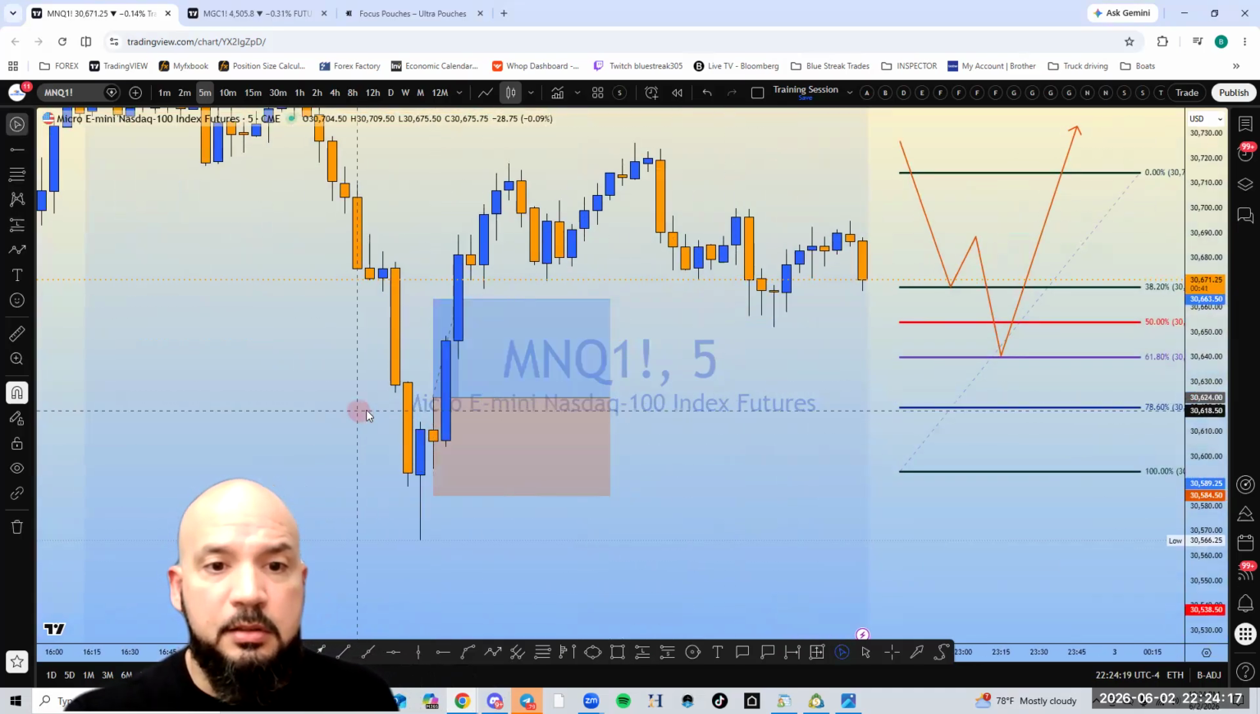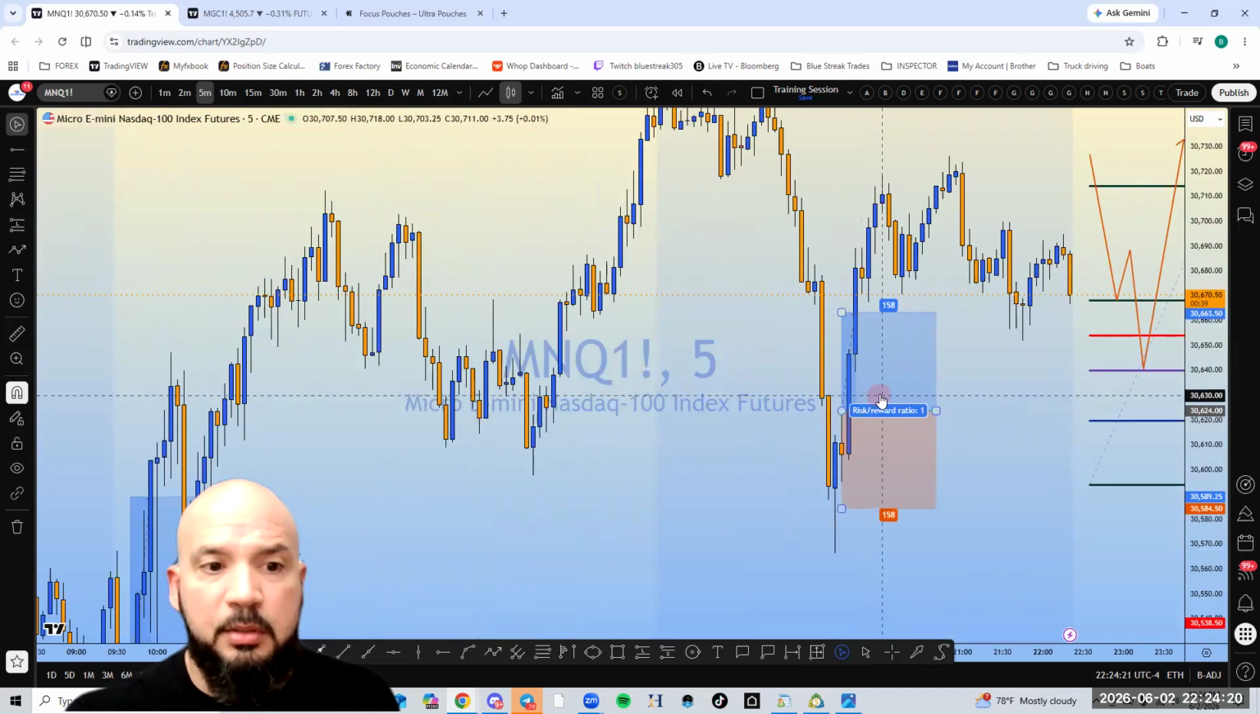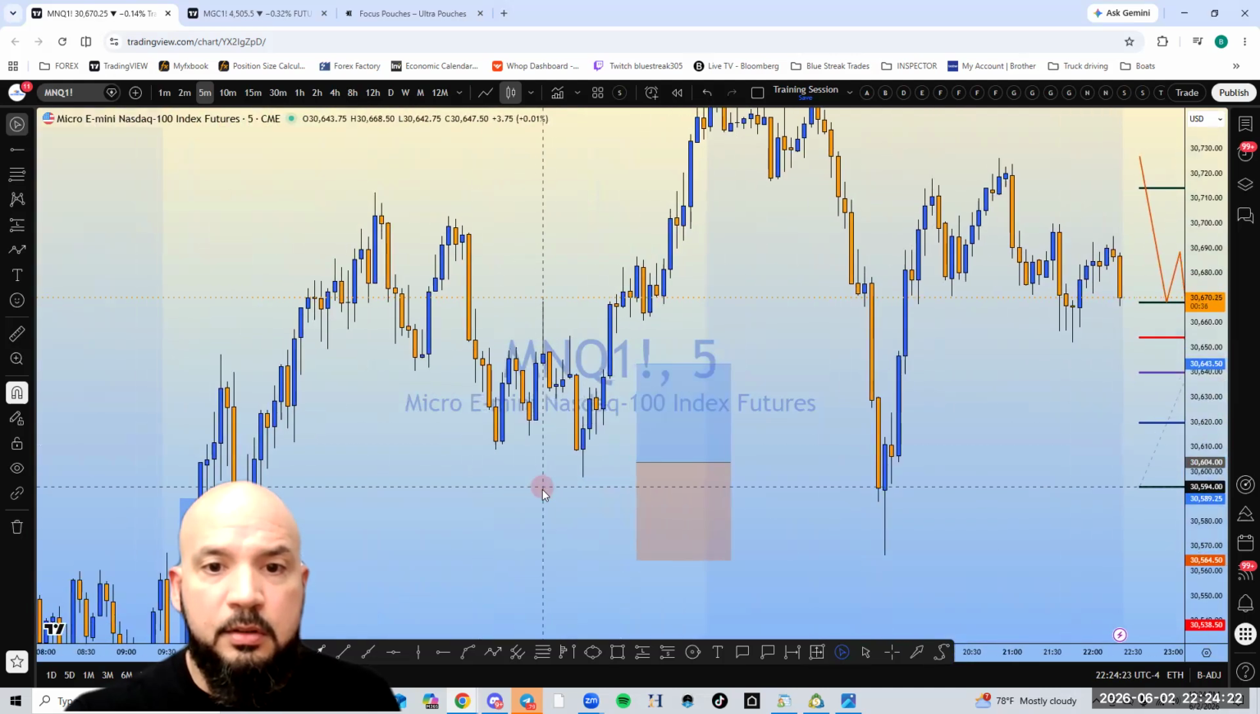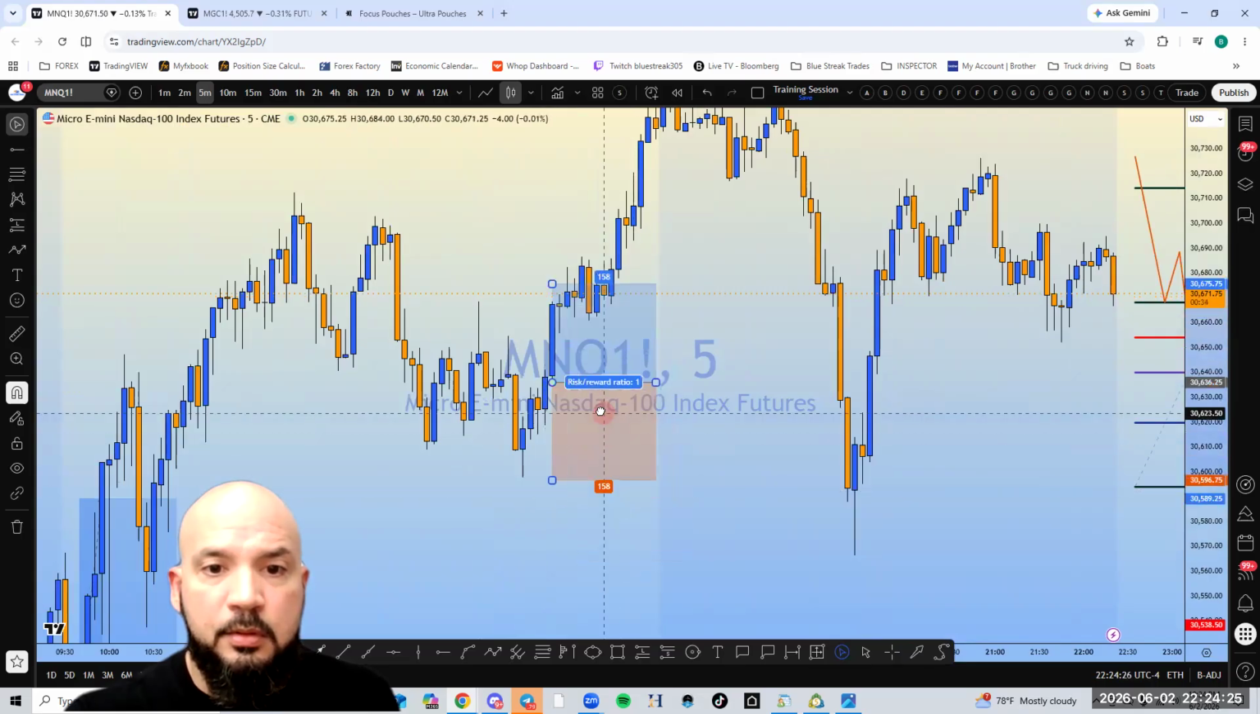Let's say we got into this. Where was that trade with a bullish engulfing? This is bullish engulfing right here. Boom.